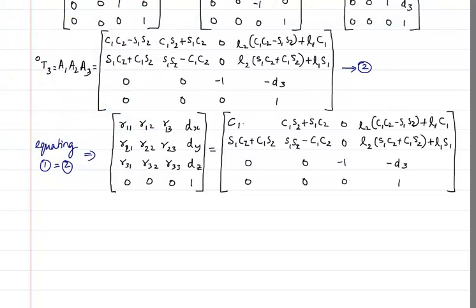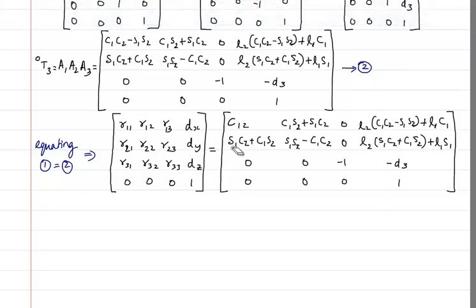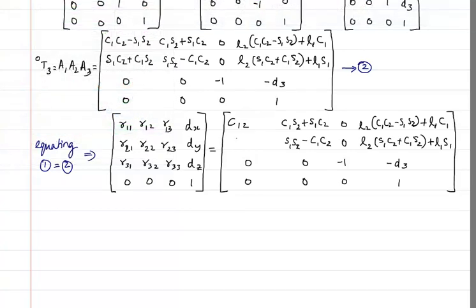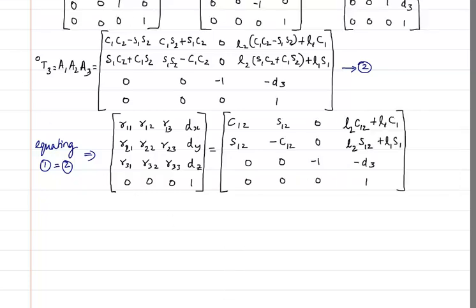So C12 means cos of theta 1 plus theta 2. Similarly, this can be written as sine of theta 1 plus theta 2, which I can write as S12. Similarly, this one also will become S12, and this one will become minus C12. So based on that, if I change, I will get this. Now let me write this equation as equation 3.